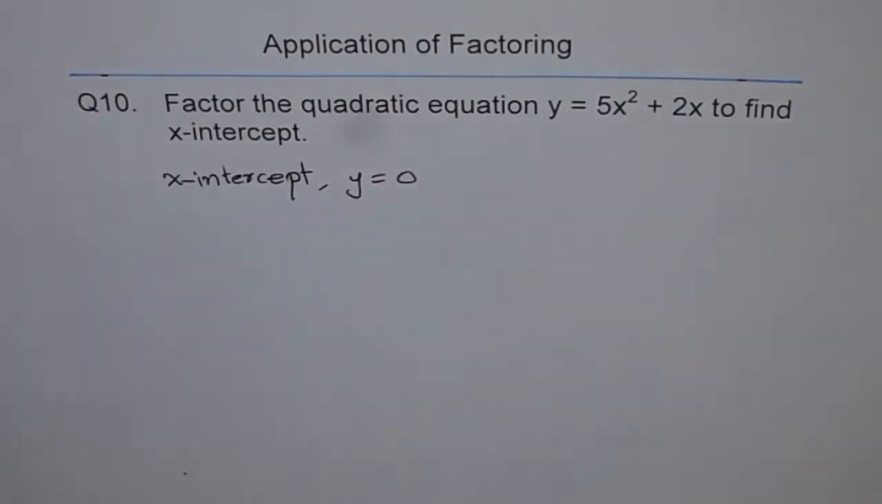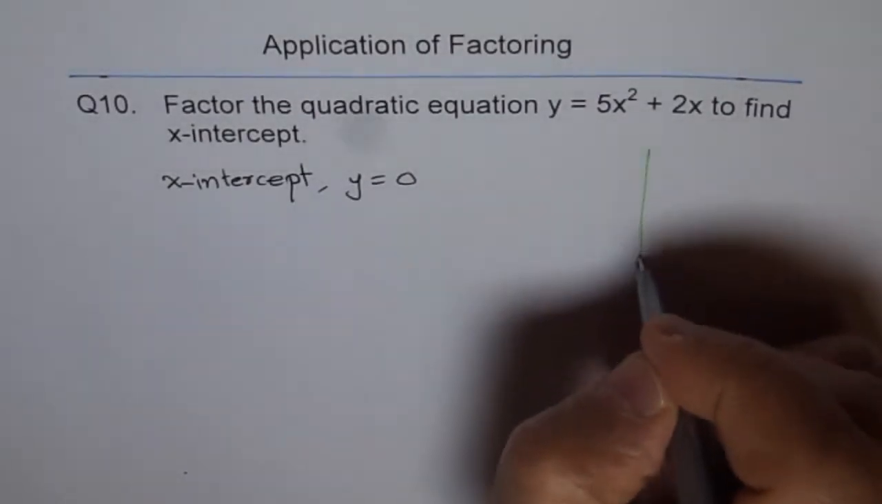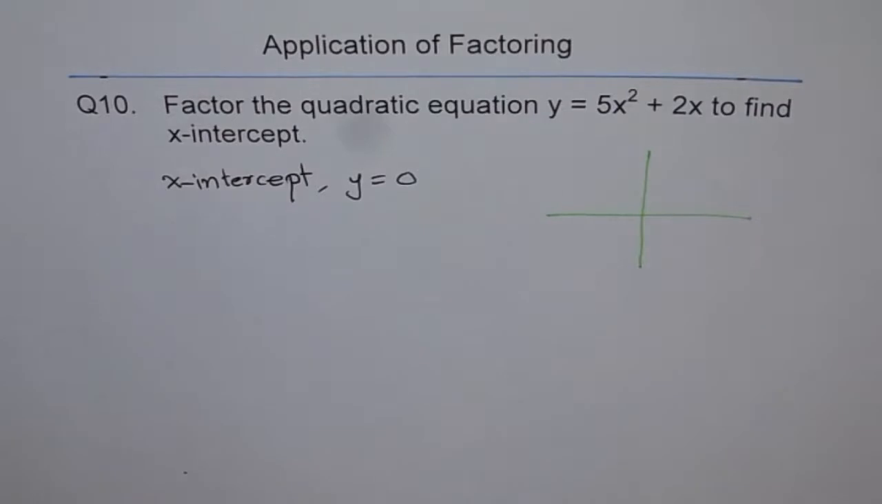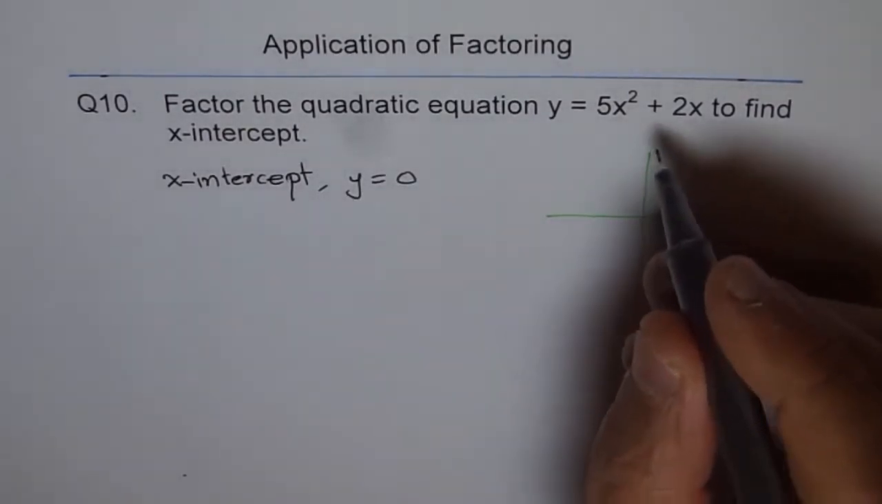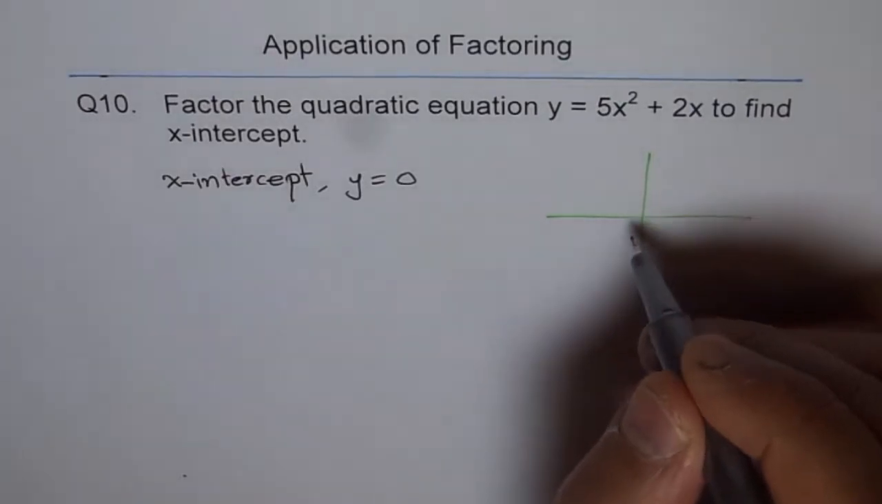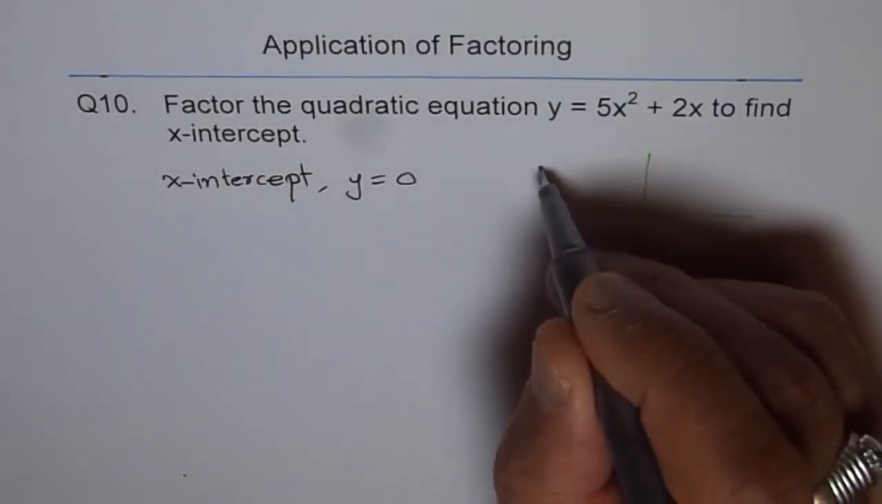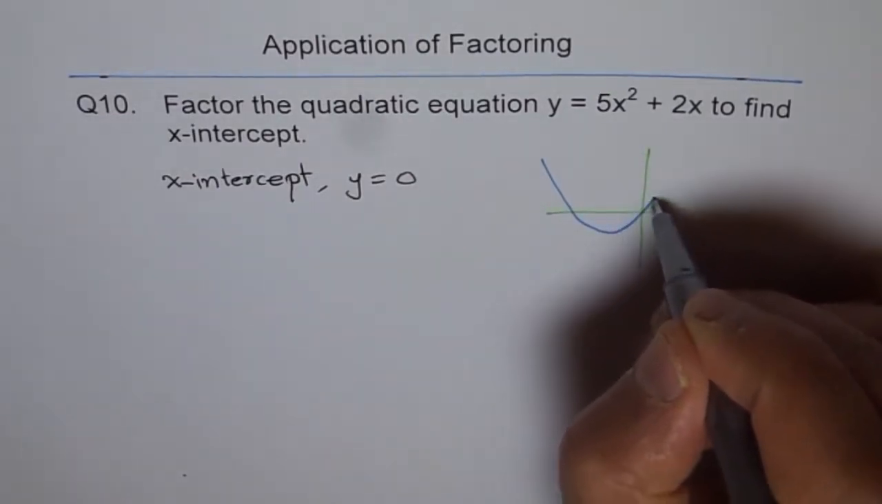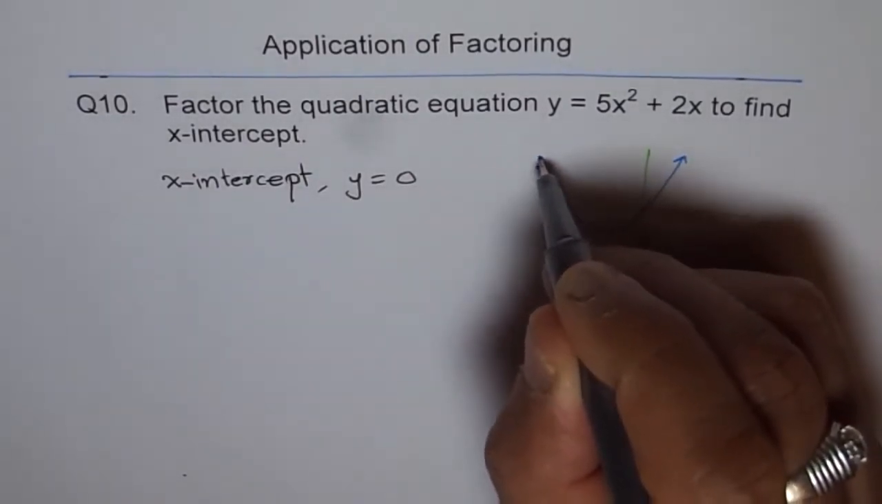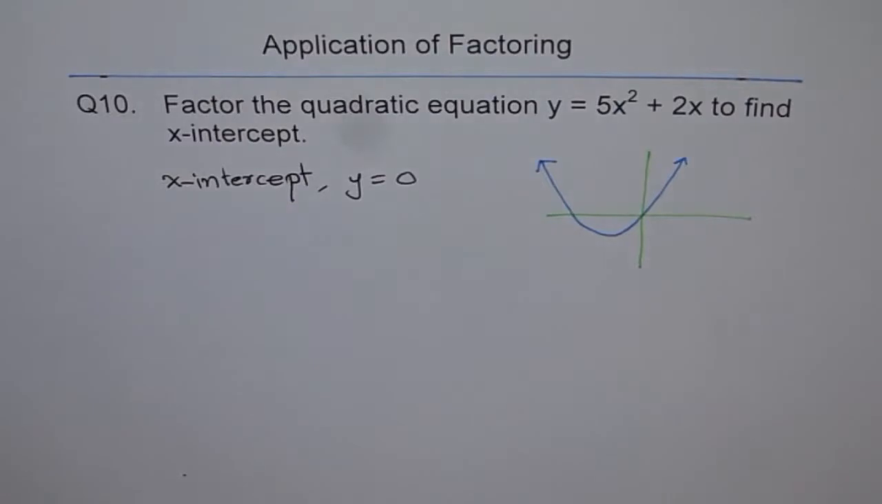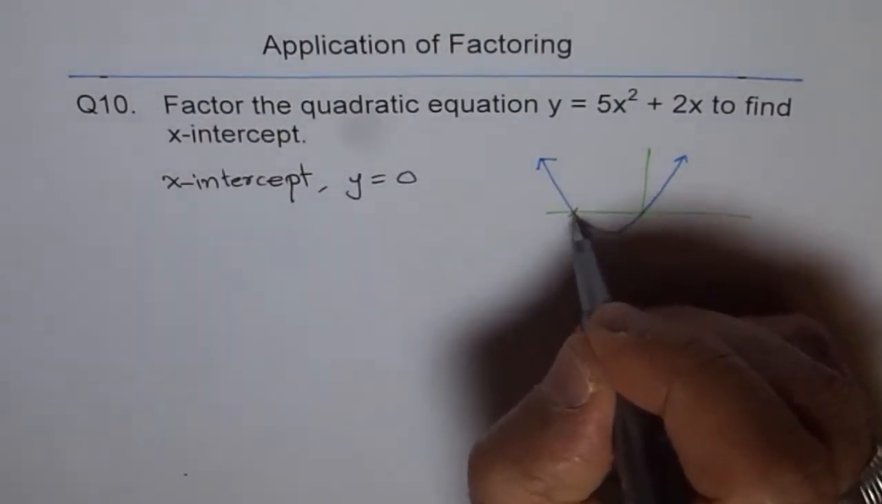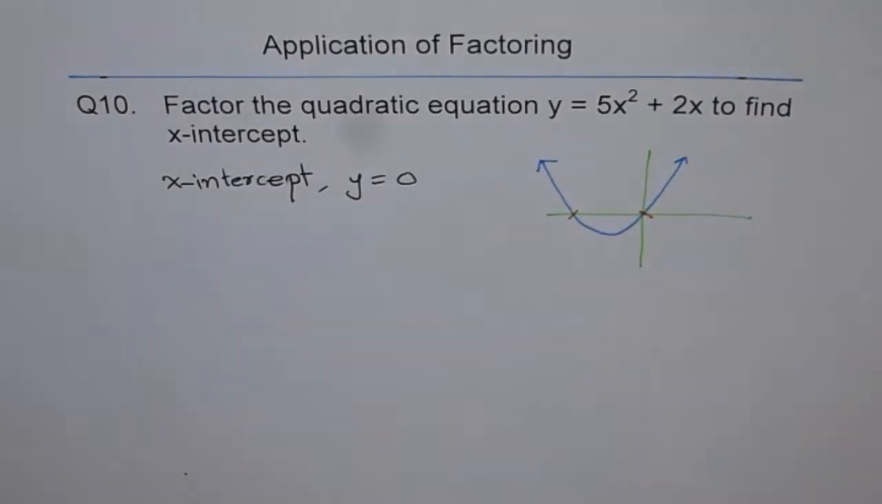Let's think like this. Let's say there's a coordinate system, and let me draw a parabola here. This is not the parabola for the given equation, okay? It is just a general parabola which I'm going to draw. Let me make it similar to what we are expecting. Then the points where this graph crosses the x-axis, which are these points, are called x-intercepts, okay?